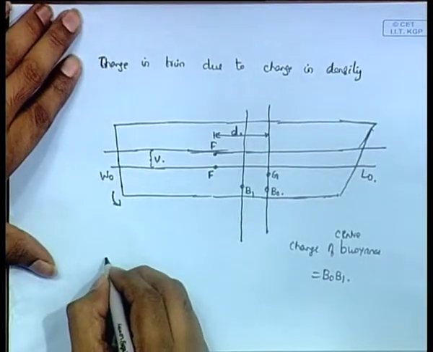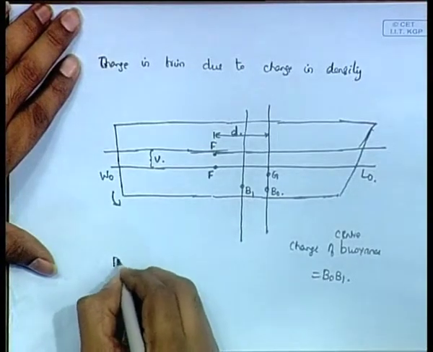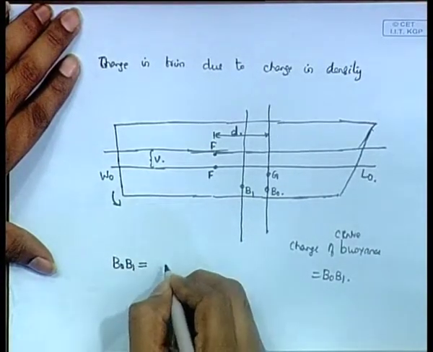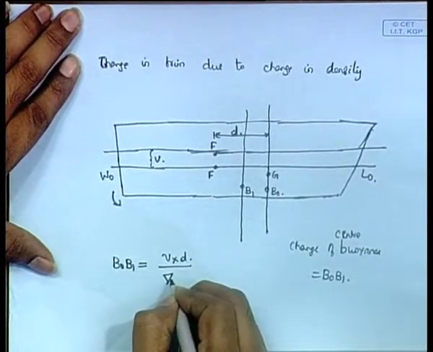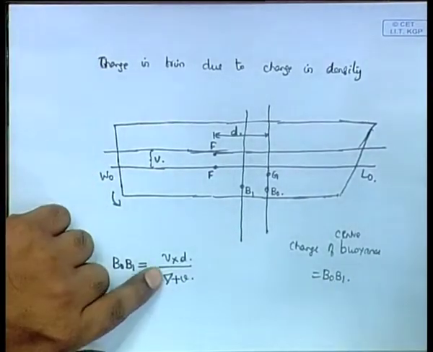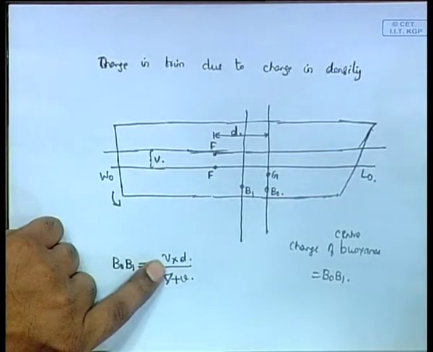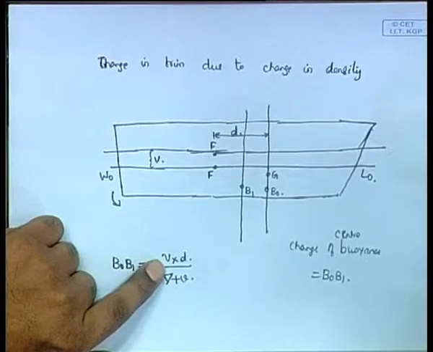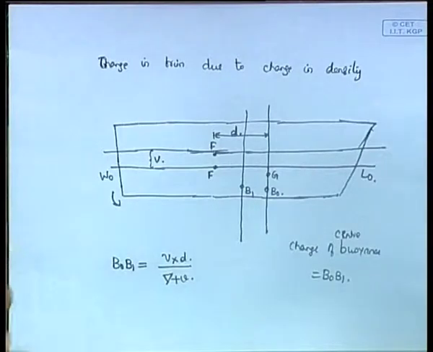Now, the distance through which the center of buoyancy has moved, B0B1, will be equal to, let me see this. That means a small volume v is added at a distance d. It has moved a distance d. So what we see here is that a small volume v has been added at a distance d from the center of buoyancy.